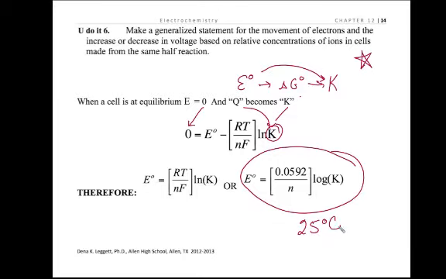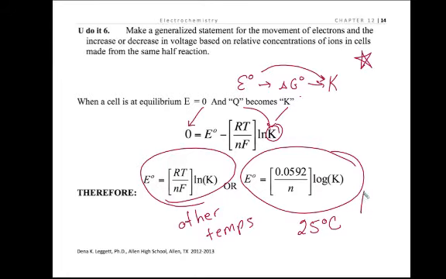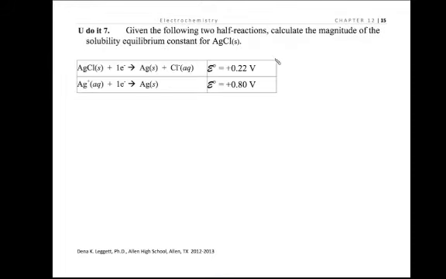That would be for 25 degrees Celsius, and this would be typically for other temperatures. By far, this is the most common one you are going to use. And again, n is simply the number of electrons involved. So let's take a look at an example here.